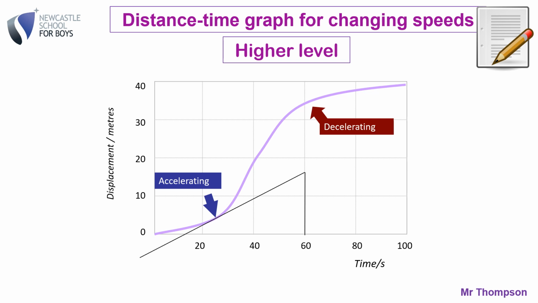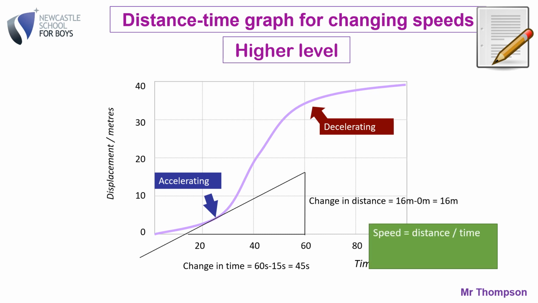And to work out the gradient of the tangent, you'd use the distance traveled, which would be 0 to 60 meters here, in the time it takes. For this tangent, we're taking it across to go from 15 seconds to 60, so a time of 45 seconds, and you'd work out the speed using the gradient equation. In this case, it would be 0.36 meters per second.